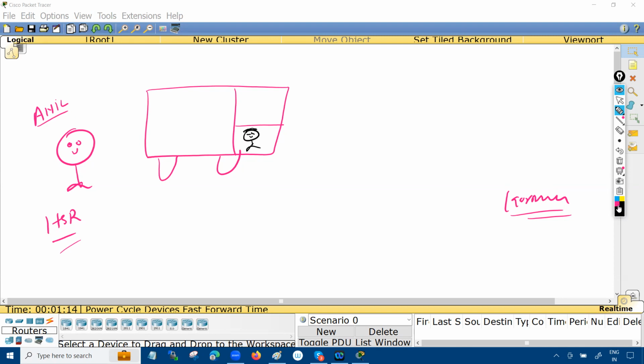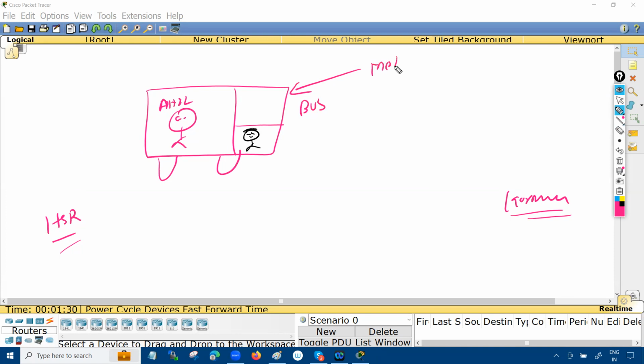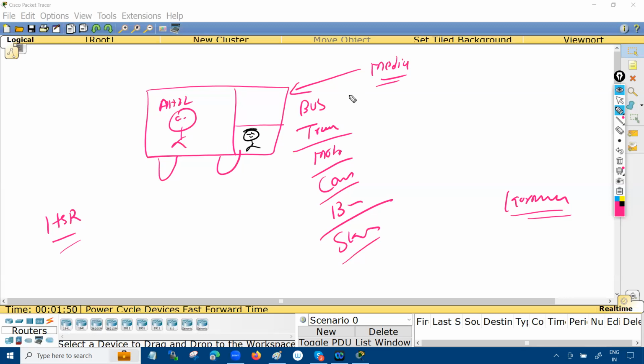Anil will sit in the bus, and then finally Anil can travel from HSR Layout to Kodmangla. So basically, this bus is known as a media. With the help of the bus, with the help of media, we can travel from one location to another location. Your train is a media. Your motorbike is your media. Your car is a media. Your bicycle is a media. Your skateboard is a media. So these are the media that can carry your luggage, and can carry yourself as well.